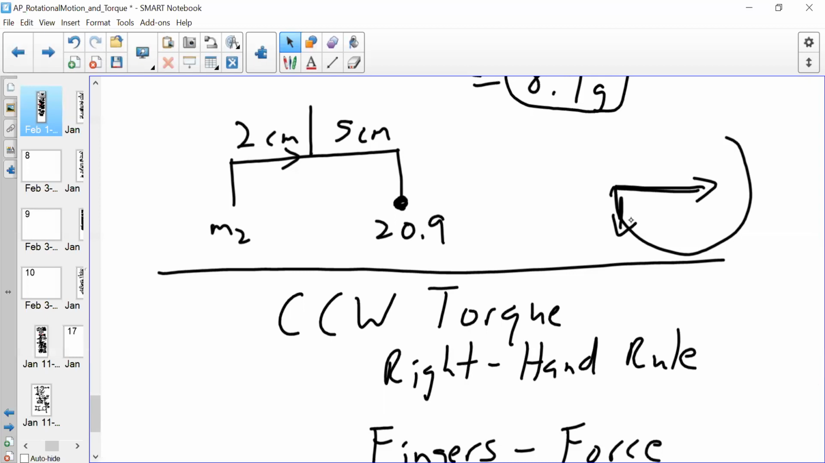And then my thumb is still pointing out, and that's the direction of my torque, which is the positive direction. Out of the page generally represents positive torque, and into the page, negative torque. So now if we do the converse here for 20.9, it is here, pointing downward. My radius is going towards the axis of rotation here, pointing down. My thumb points in. That means that my torque pointing into the page will be a negative torque for a clockwise rotation. So that's just a little basics on the right-hand rule.